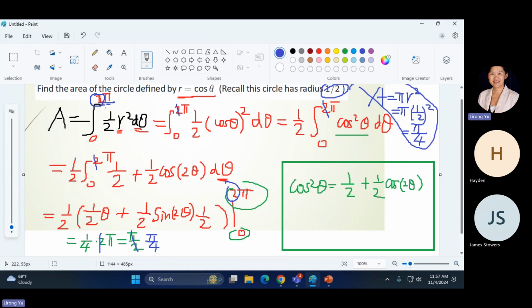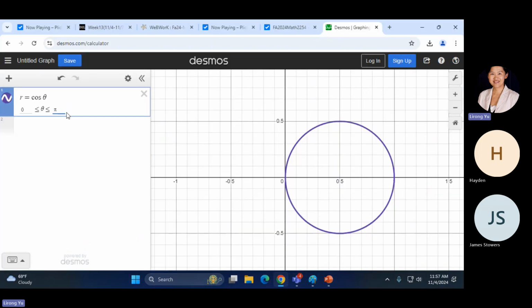Any question? So this is the polar coordinate. We have to identify the end point to make sure it's only going through one circle instead of two circles.